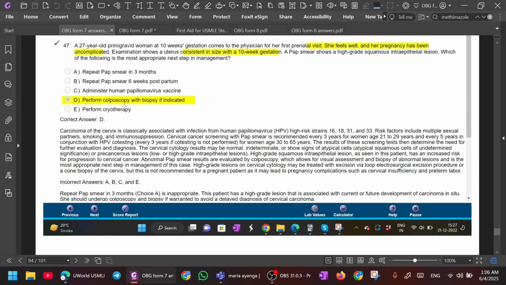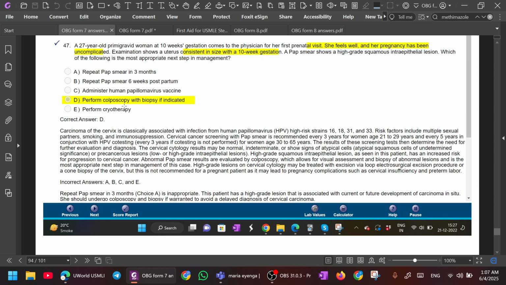The cervical cytology results may be normal, indeterminate, showing atypical squamous cells of undetermined significance, or show precancerous lesions, low or high-grade squamous intraepithelial lesions. High-grade squamous intraepithelial lesion has an increased risk of progression to cancer. Abnormal Pap smear results are evaluated by colposcopy, which allows for visual assessment and biopsy of abnormal lesions, and is the most appropriate next step.